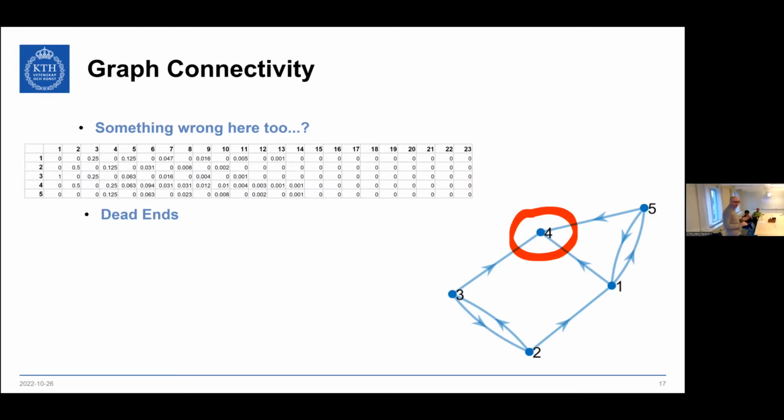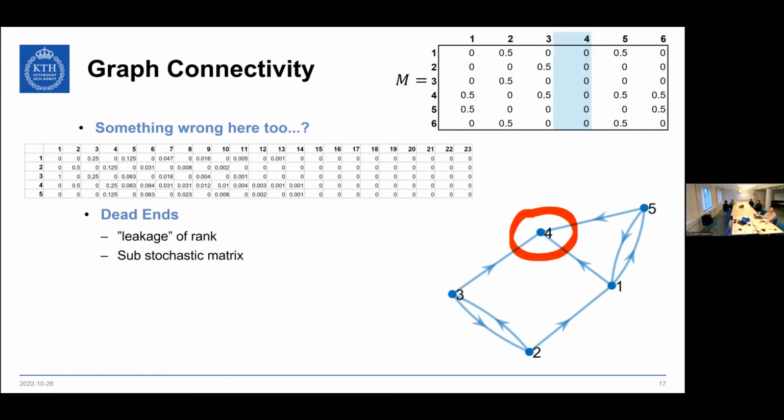Stochasticity is preserved because everyone has some out degrees. Now, in this case, this guy doesn't have any out degrees. So when it takes in the rank, it doesn't get it back to the system. And then it basically leaks. And that means your columns become summing up not to 1. And at some point, everything leaks.